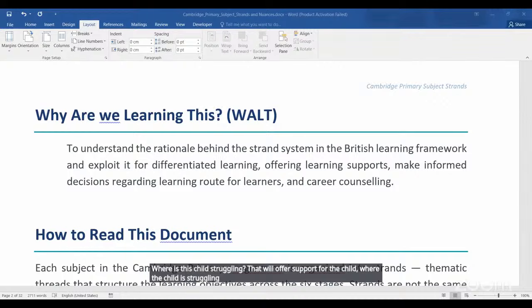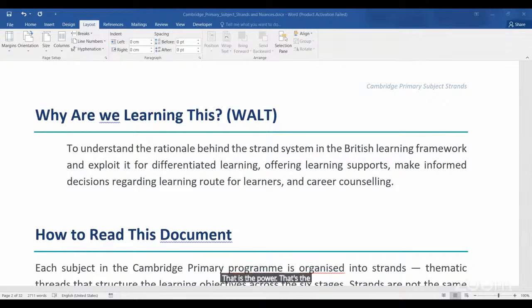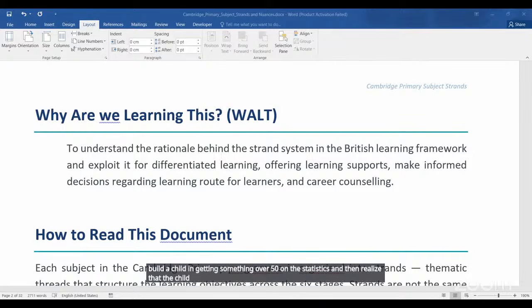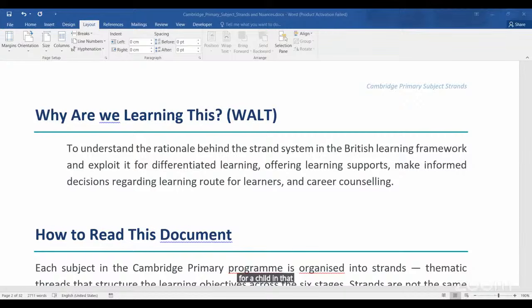That is the power of strands: to offer the child learning support. You see it now. So you must celebrate the child getting 40 over 50 in numbers. Celebrate the child getting 30-something over 50 under statistics. And then realize that the child is only struggling in algebra or in geometry and measure, and then offer support for the child in that. That is one side.